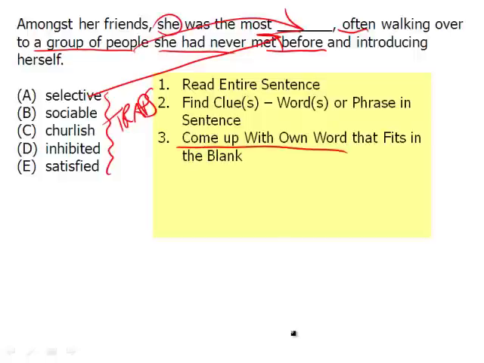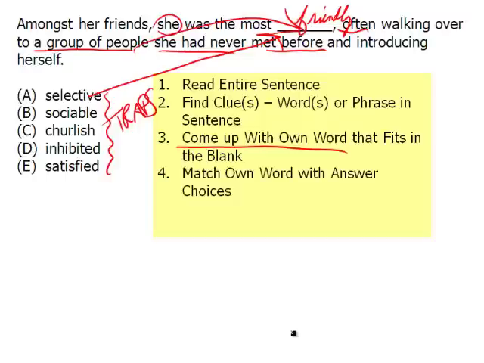And so we know she is likely to go up and talk to anyone and introduce herself, so she is the most friendly. Maybe your word is outgoing. It doesn't matter. As long as you come up with one word and then you match that word with the answer choices. So let's start with A. Selective. If you're friendly, by definition, are you selective? No. If you're friendly, if you are outgoing, are you sociable? Yes, those words are synonyms. And there we have an answer.